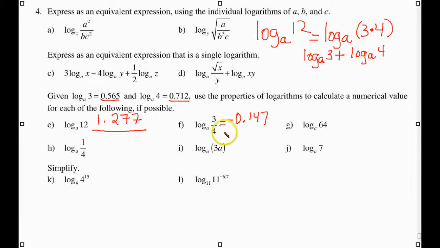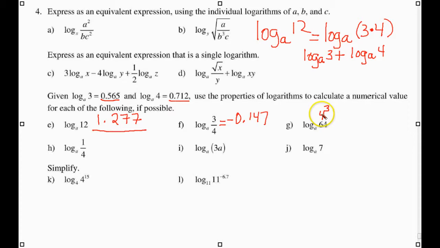Now in some of these they're a little tricky and you have to think about it a little bit, but again remembering the skills we had here. How about this one? Well, there's no 3 and 4 here, but look at this. This is 4 to the third power.